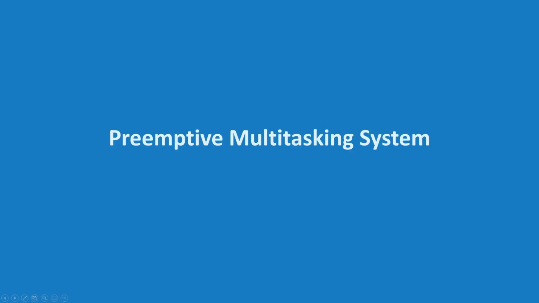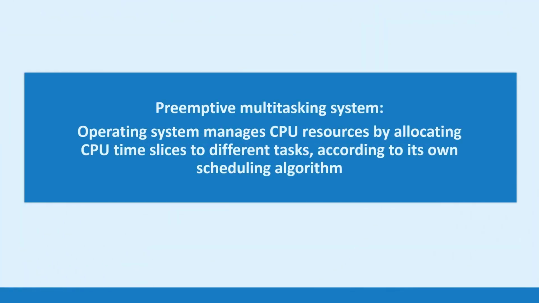The next type of system on our list is called Preemptive Multitasking System. In this type of system, it's the operating system that manages CPU resources. Basically what happens in preemptive multitasking systems is that the operating system says to individual tasks, now it's your turn to run, and at a later time it pauses these tasks and gives another task a chance to execute.